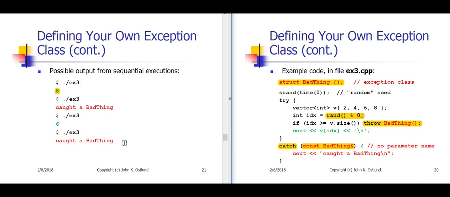Okay, so for simple cases where you simply want to know, did something go wrong or not, you can trivially create an exception class containing no members, and then you can construct and throw one by giving the class name in the parentheses. And in your catch block, you can set up to receive a reference to this bad thing, even though the bad thing doesn't contain any data.